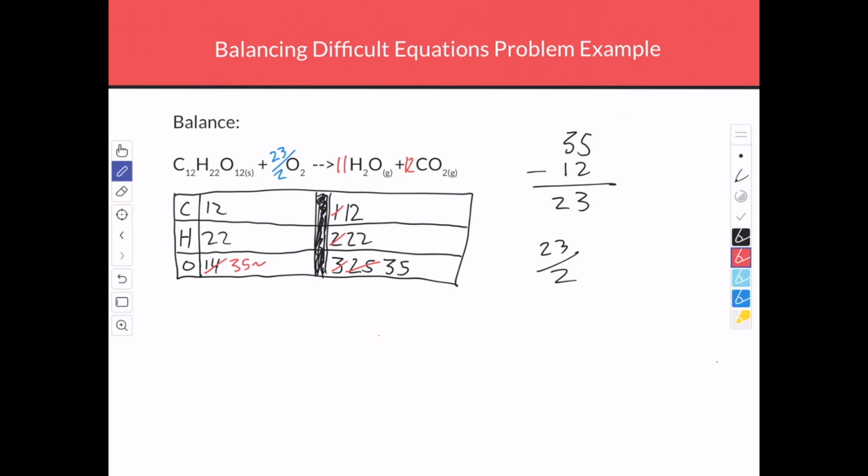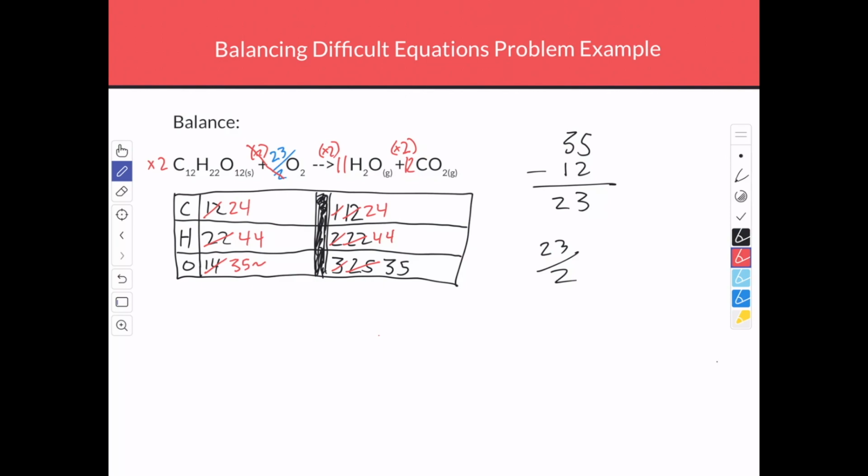We just use our math skills. I can fix that by just saying times 2, right? Because if I multiply that fraction times 2, I get rid of that 2. And what I do to one coefficient, I must do to the rest. And that fixes our problem. So I multiply everything by 2. It's like algebra. What we do to one thing, we must do to everything. Okay? So now I multiply all my coefficients by 2. That gives me 24 carbons on both sides. That gives me 44 hydrogens on both sides.